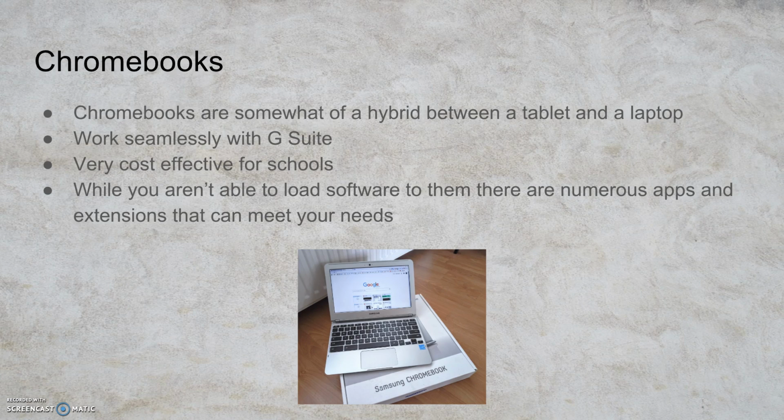Kind of the real place where they outshine iPads, in my opinion, would be price. They're very cost effective. You can get a pretty good quality Chromebook for $200, and they load so fast and they work really well, and there's not a whole lot of upkeep on them. You can't add a lot of software to them because they're not meant to have programs added to them. Generally, you store everything in the cloud on Drive, but you do have access to lots of apps and extensions that you can use to meet your needs.